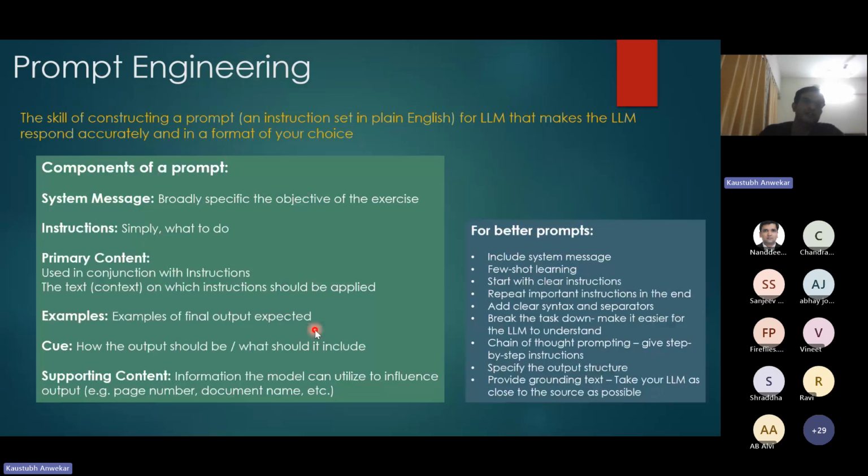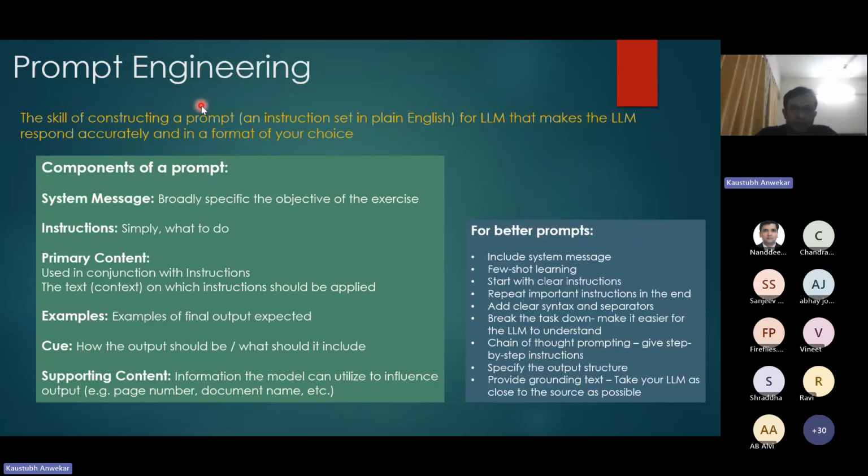So you must have heard this word a lot, prompt engineering. What is prompt engineering? It is the skill of constructing a prompt, that is, an instruction set in plain English for an LLM that makes the LLM respond accurately and in a format of your choice. When we talk about generative AI, we want the LLM to generate some content for you, right? But what content has to be generated? Those instructions have to be given very clearly, right?